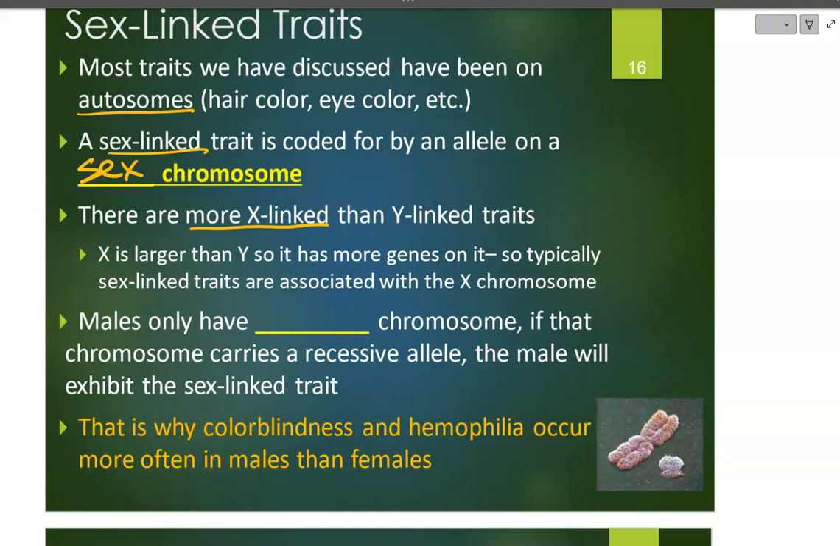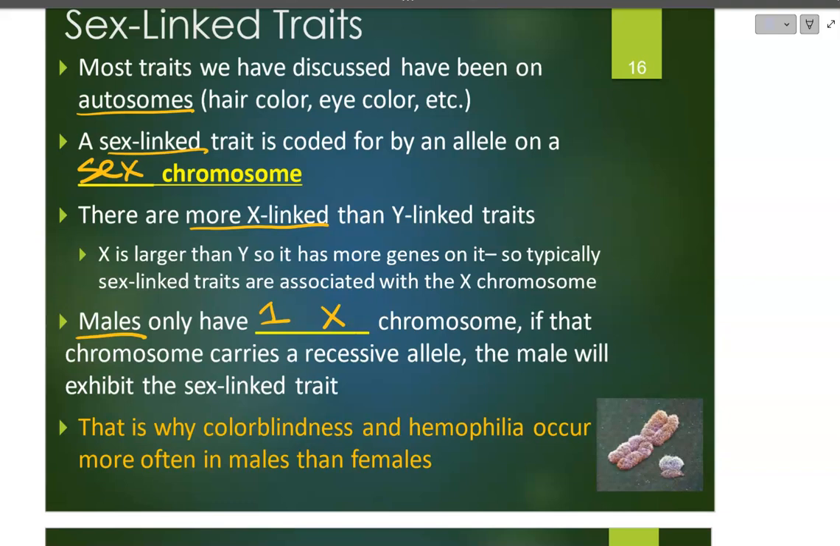So most of what we're talking about in this unit will be X-linked traits, so traits that are found on the X chromosome, but that's not to say there can't be traits that are found on the Y chromosome. Now remember, males only have one X chromosome, so they can sometimes be affected more by certain types of traits that are found on that chromosome.